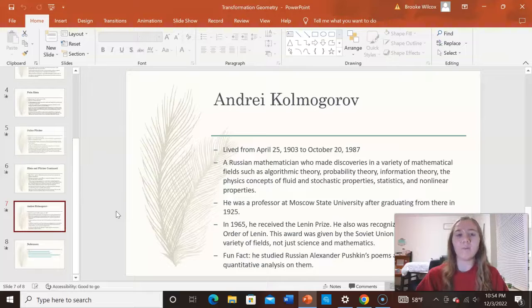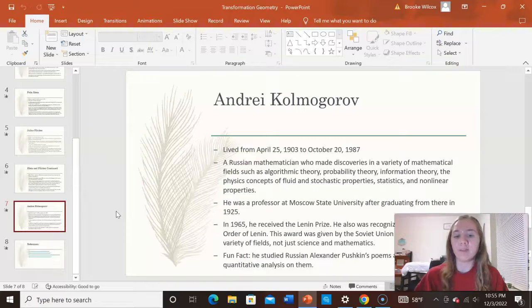He did not become a professor automatically right after graduating with his bachelor's degree. He went and got his PhD and then came back as a professor. In 1965, he received the Lenin Prize. He was also recognized 7 other times by the Order of Lenin. This reward was given by the Soviet Union to researchers in a variety of fields, not just math and science. So there were also other people that would receive this award, whether in poetry or art, business, economics, history, different areas, but he received many rewards for his math and science discoveries.